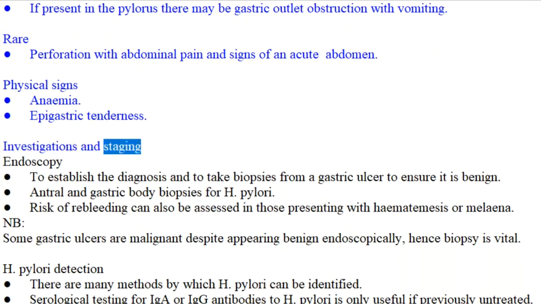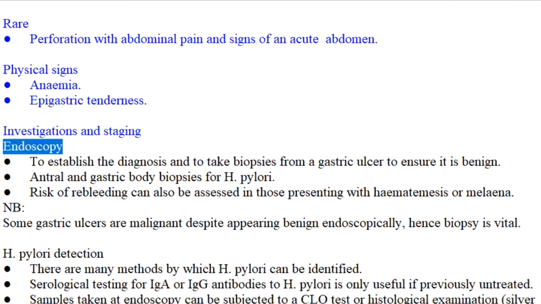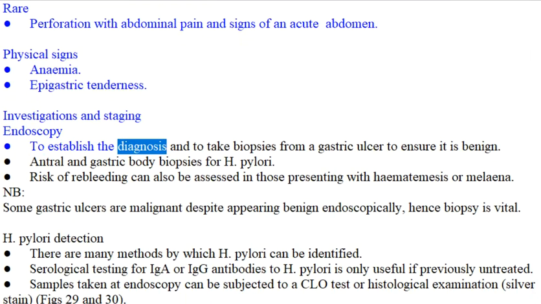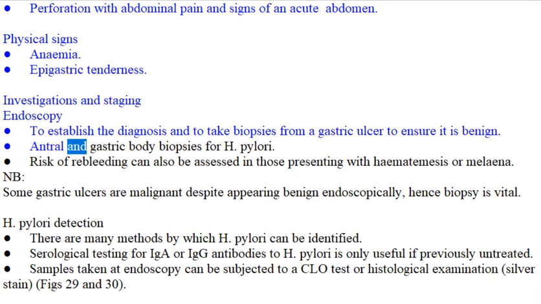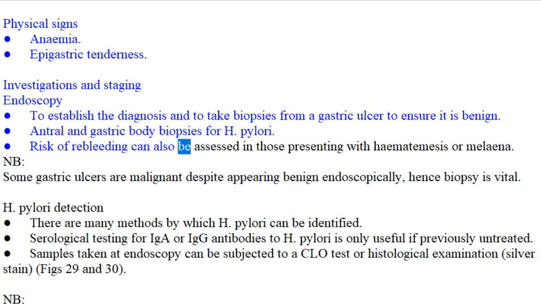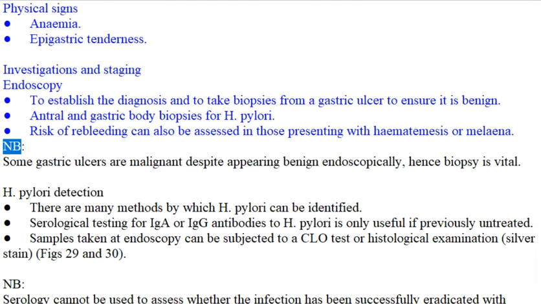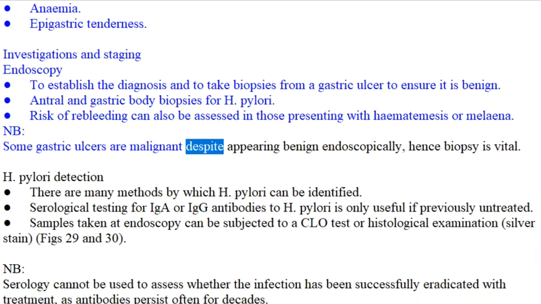Investigations and staging. Endoscopy, to establish the diagnosis and to take biopsies from a gastric ulcer to ensure it is benign. Antral and gastric body biopsies for H. pylori. Risk of rebleeding can also be assessed in those presenting with hematemesis or melena. NB: Some gastric ulcers are malignant despite appearing benign endoscopically, hence biopsy is vital.